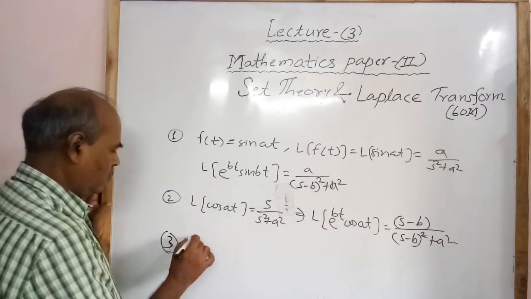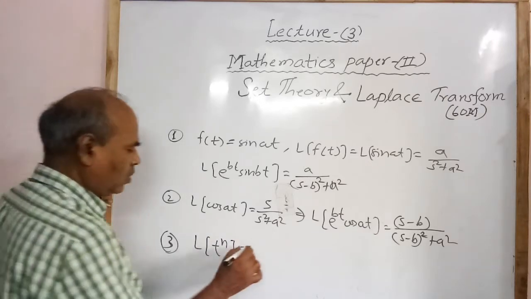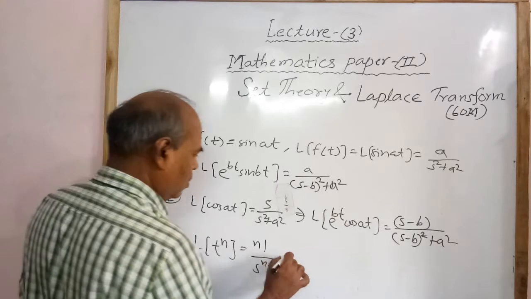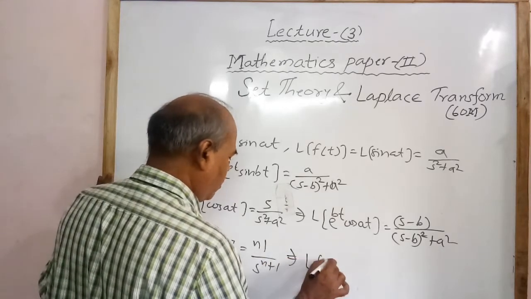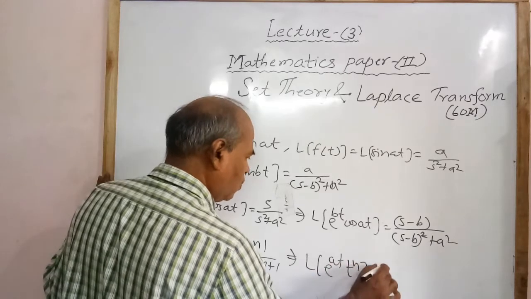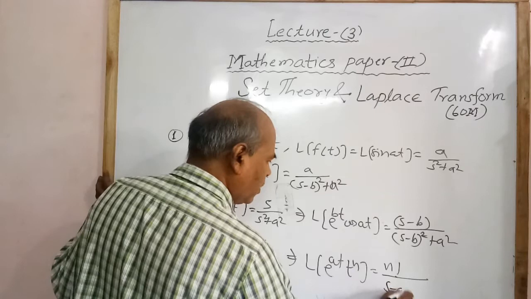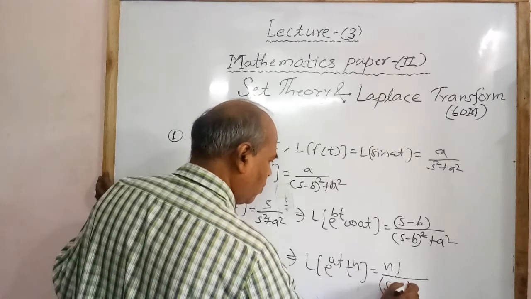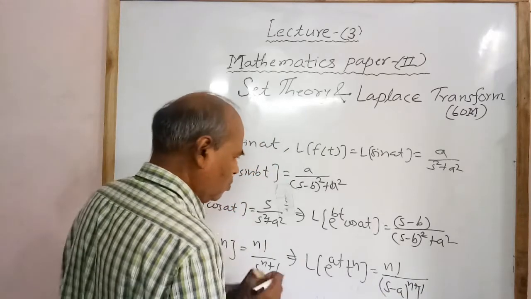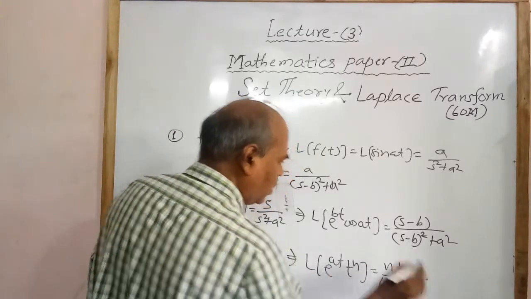Third, we know that Laplace of t to the power n is n factorial divided by s to the power n plus 1. Therefore, Laplace of e to the power at t to the power n equal to n factorial divided by (s minus a) to the power n plus 1.